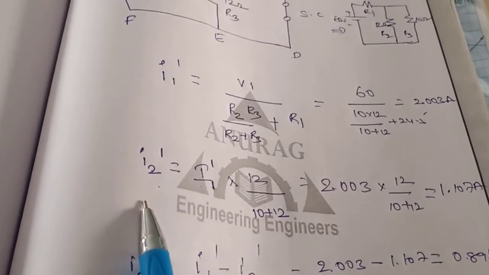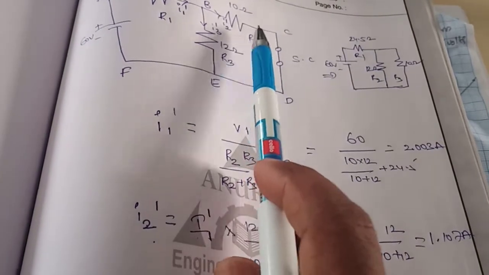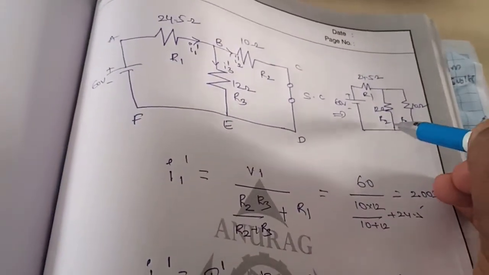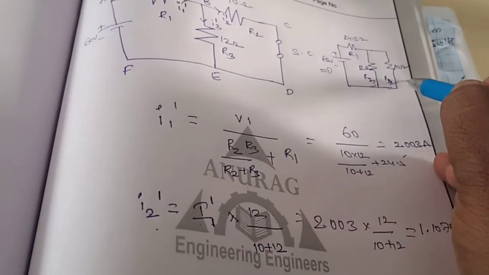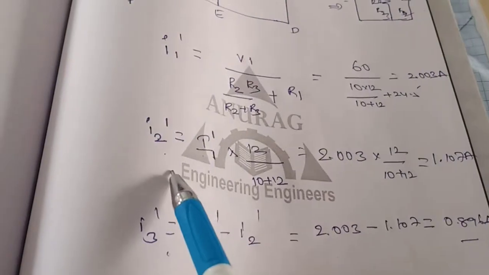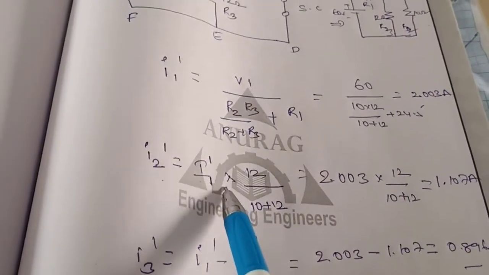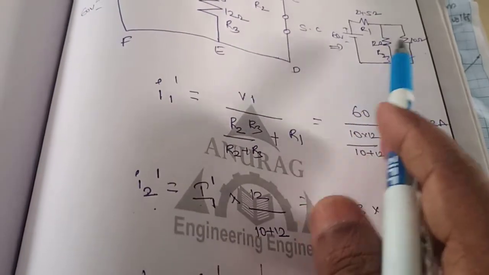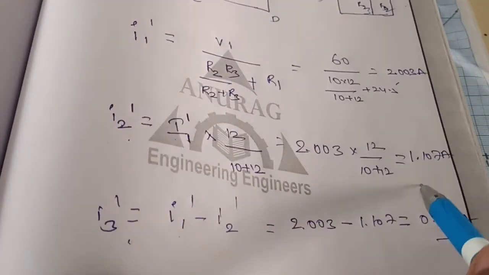Similarly, I2 dash. I2 dash is the resultant current flowing in R2 ohms, that is R3. This is R2 and this is R3. So for the current flowing in this 10 ohm resistance, how can you find it? The total current, that is I1 dash, into the opposite resistance of 12 ohms, divided by the total resistance 10 plus 12. If you solve this, you get the value.